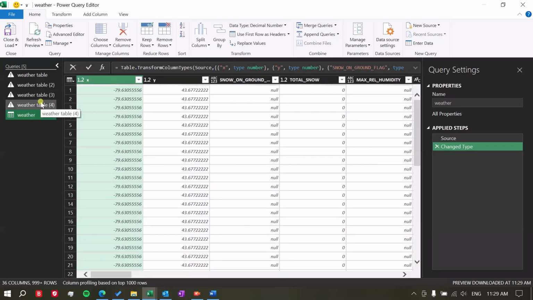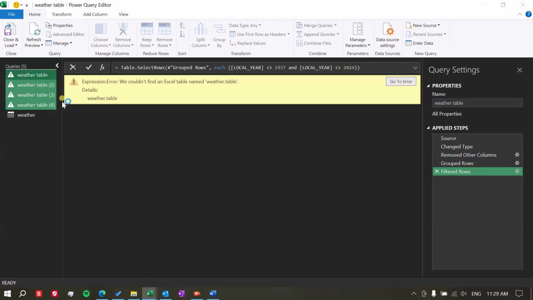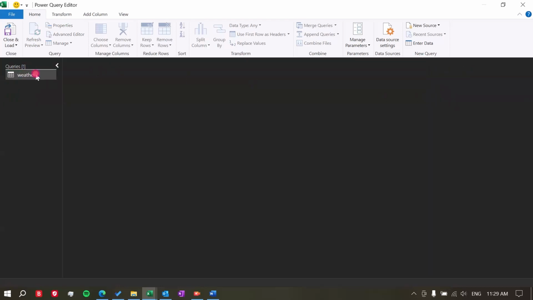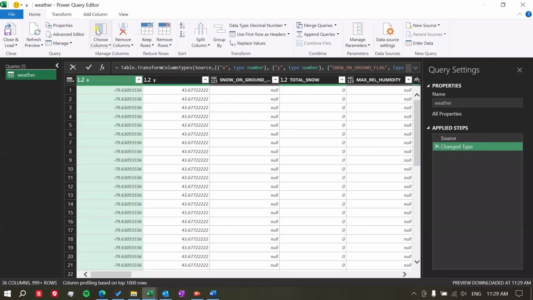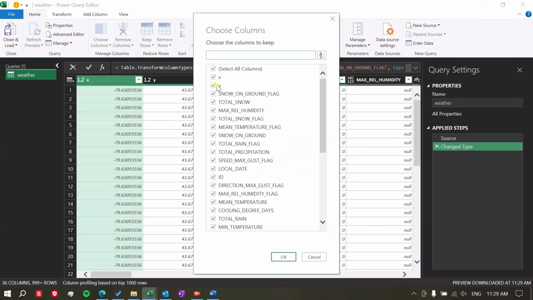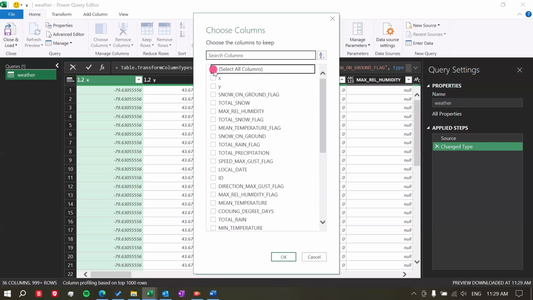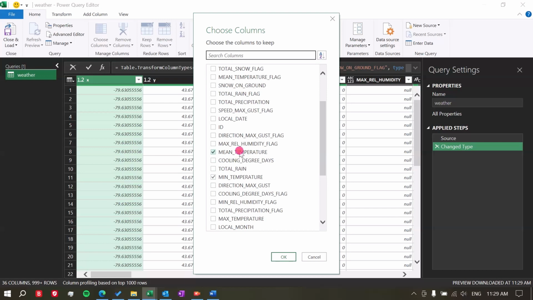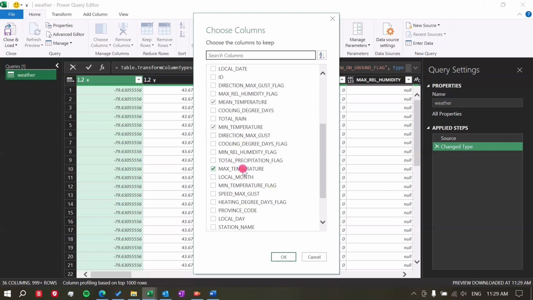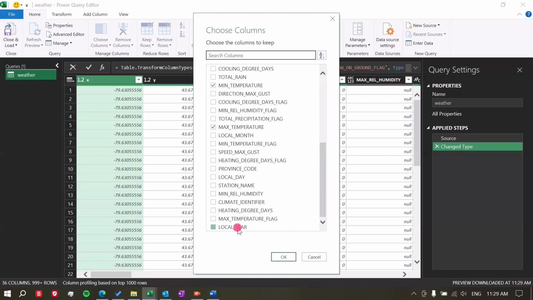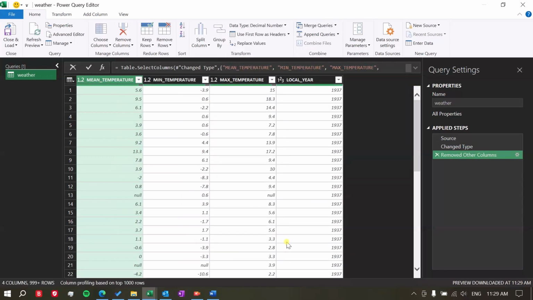You'll see that I have some other ones here that have all been practices. I'm just going to delete those. With our Power Query, the first thing that we want to do is choose the columns that we want to keep. There are only a few that we actually need, so we can unclick all of the columns and just select the ones that we want: minimum temperature, mean temperature, max temperature, and local year. Now we've gone from that big, busy data set of 36 different columns to just the 4 that we actually need for our assessments.